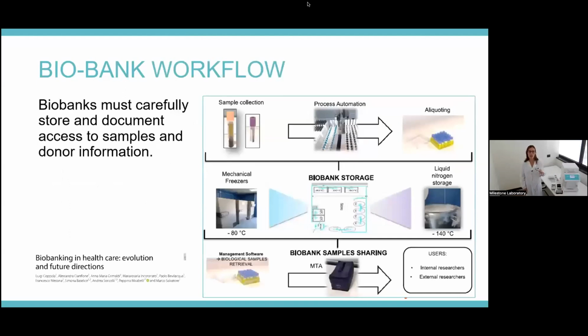What is the general workflow of a biobank? It starts from the sample collection that is then divided in aliquots, and then these samples are frozen at very low temperature. At this point, they are stored in very big freezers that are well organized. It's important, the organization of these biobanks, because when a sample is necessary, it must be found in an easy and fast way. Moreover, biobanks must carefully document sample and donor information. Otherwise, the single sample is not helpful.